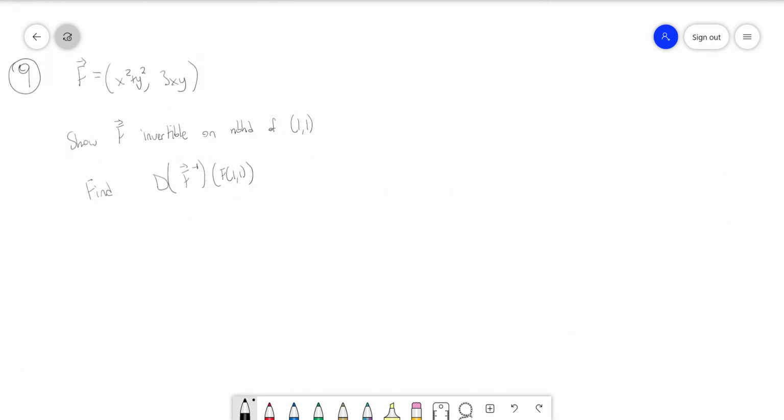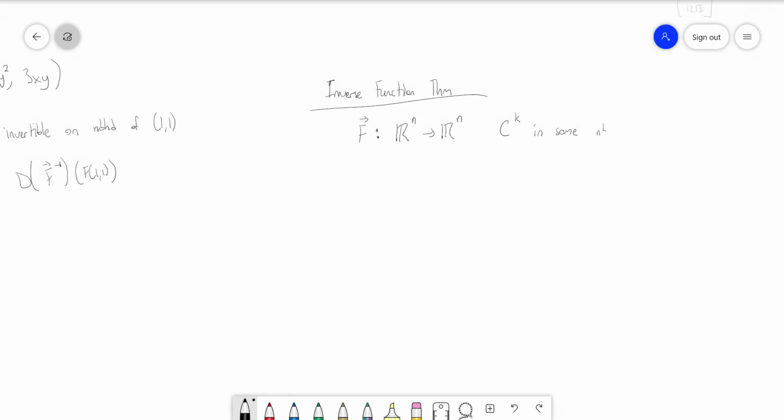Okay, so this problem concerns the inverse function theorem, so let's talk about what that says. If you have a vector field, a function from Rn to Rn for some n, and let's say this function f is C^k, meaning its kth order partial derivatives exist and are continuous, in some neighborhood of some point which I'll call P.